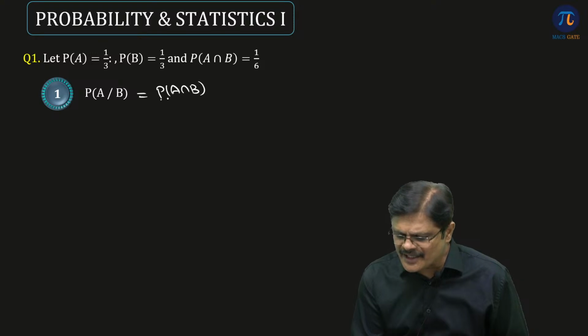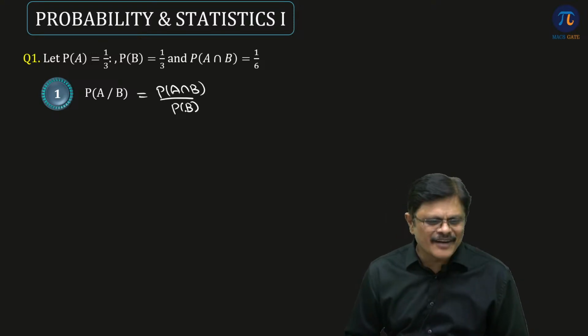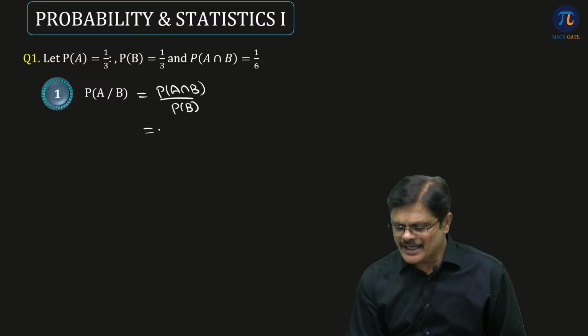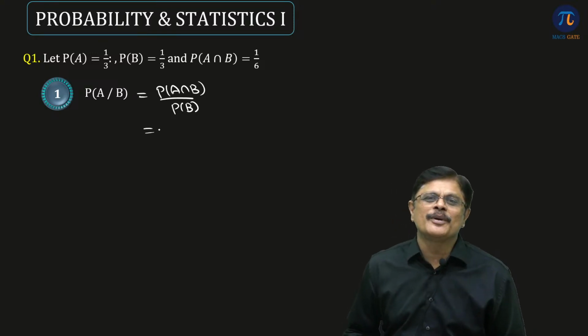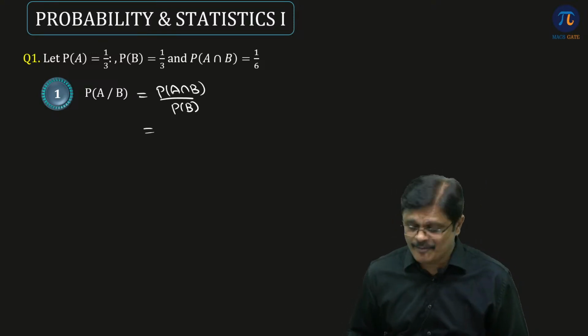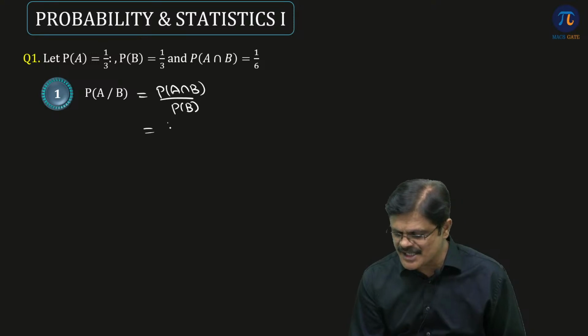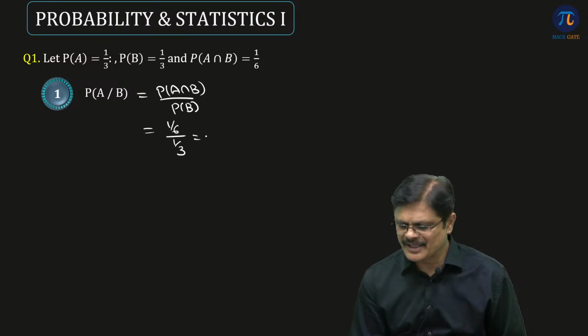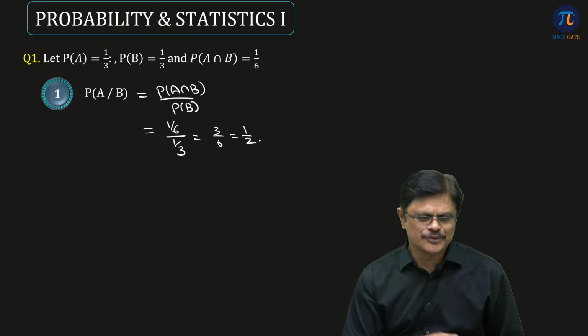Don't think that the formula method is useless, sir. We need the formula method also. So what is the probability of A given B? It is probability of A intersection B by probability of B. The probability of A intersection B is given as 1 by 6, and probability of B is 1 by 3. So that is nothing but 3 by 6, that is 1 by 2.